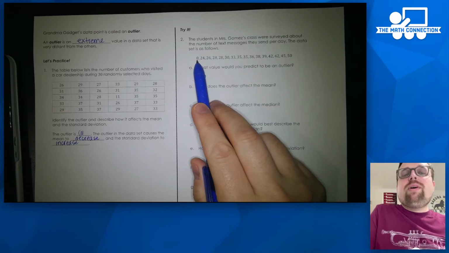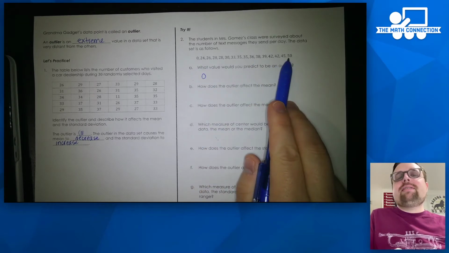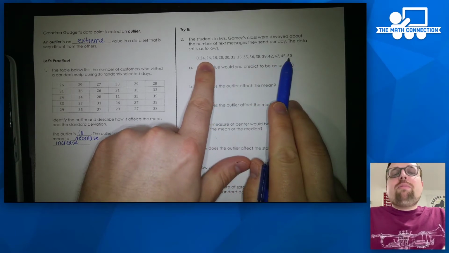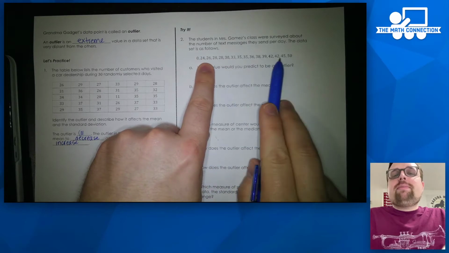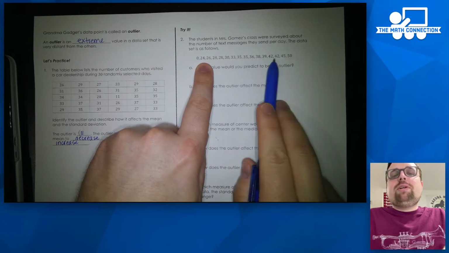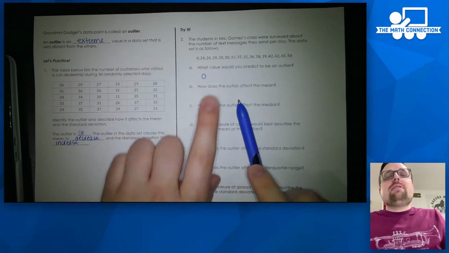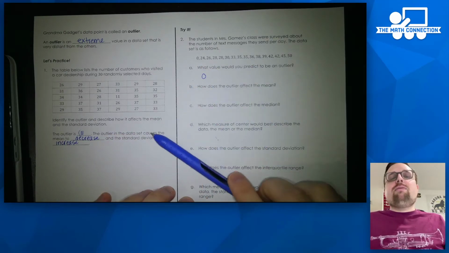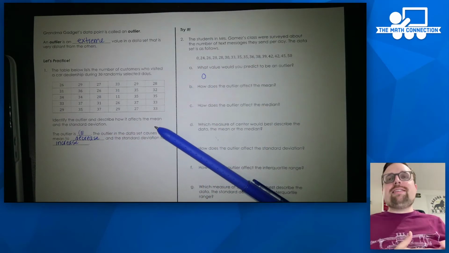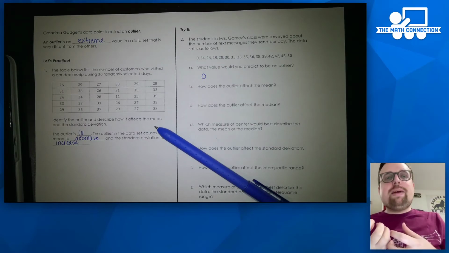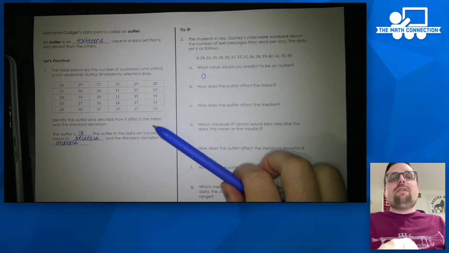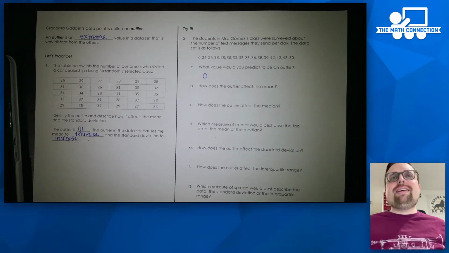Because 0 is super different from the rest of these. These all are somewhere between 24 and 50, okay? All these values fall between 24 and 50, okay? So there's a distance there of, what is that, 26 spaces. So within 26 spaces of each other, all these data points are falling. And then you have somebody who's sending none.